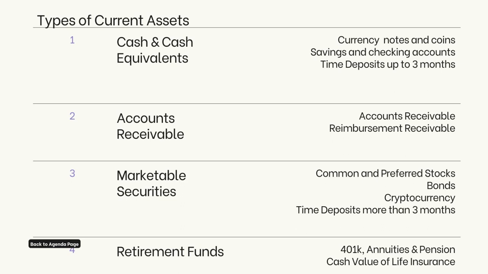Marketable securities consist of our paper investments such as stocks, bonds, cryptocurrency like Bitcoin and Ethereum, and time deposits more than 3 months are considered long-term investment. Retirement funds. These are the 401ks, annuity funds, current pension, and cash value of life insurance. CVLI is applicable to variable life insurance that has an investment portion.